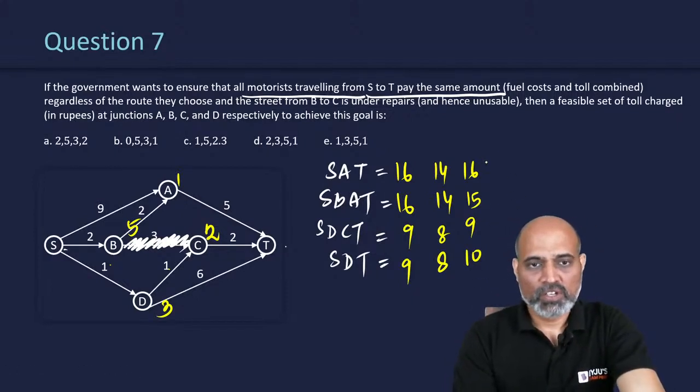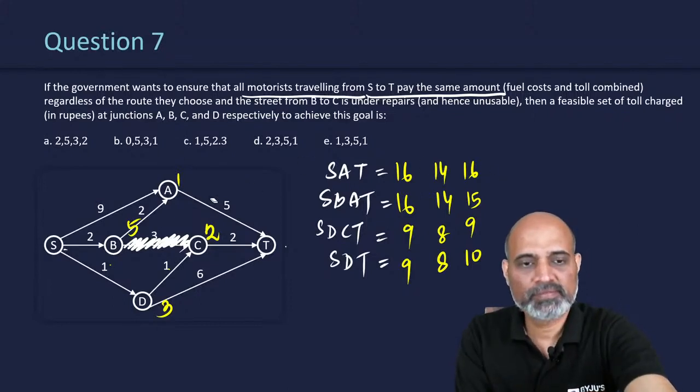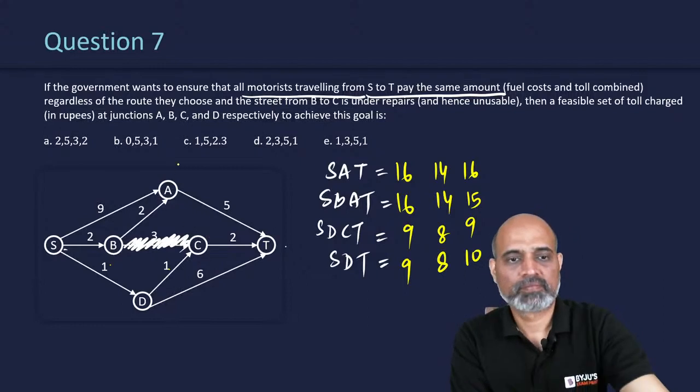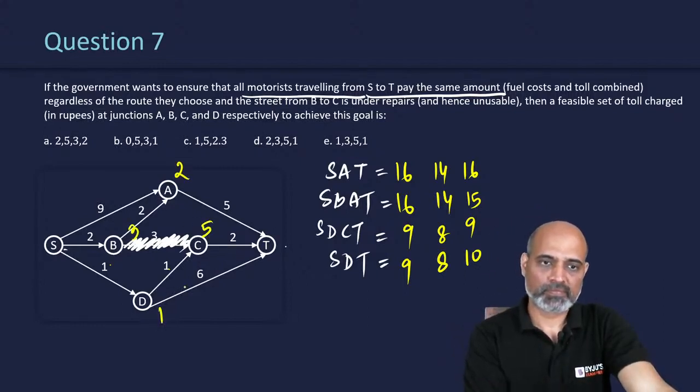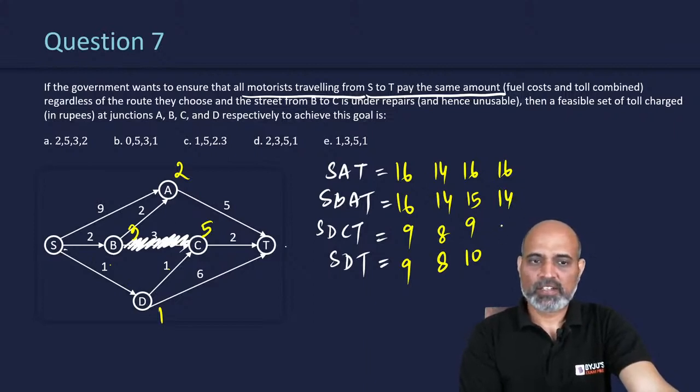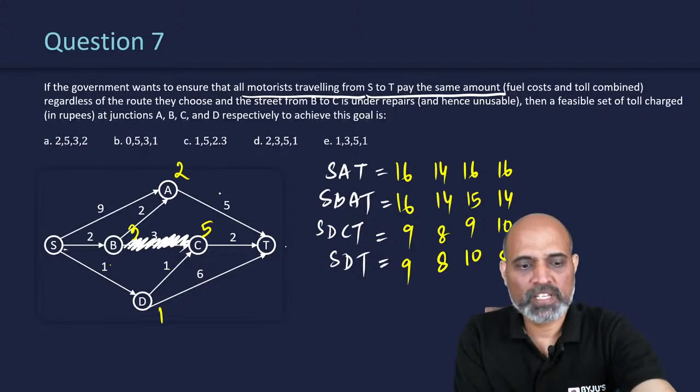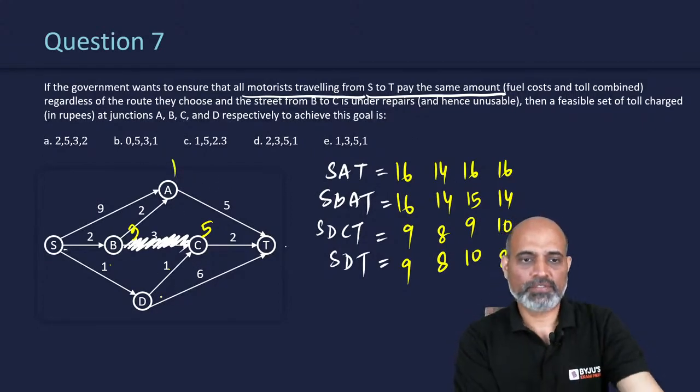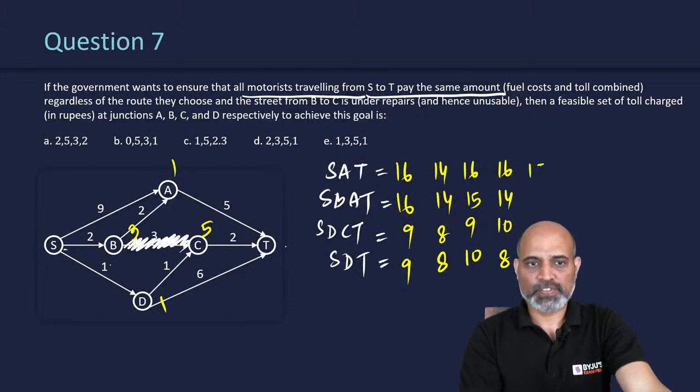Okay. Next one, 2, 3, 5, 1. So this is going to be 16. This one is going to be 14. 5 plus 5, 10, and this is going to be 8. And the last one is 1, 3, 5, 1. So this is 15. This one is going to be 13. The next one is 10, and this one is 8.